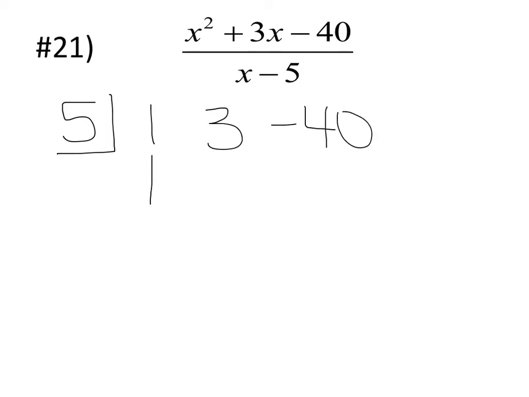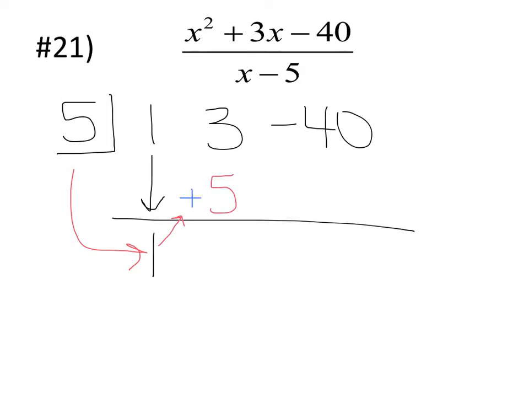So remember, drop mama. You drop your first number, and then you multiply. So 5 times 1 is 5, and write it here. And then you add. So 3 plus 5 is 8. And the reason it's drop mama is it's multiply, add, multiply, add. So now we're going to multiply again. 5 times 8 is 40, and it goes right there. And then add. Negative 40 plus 40 is 0.